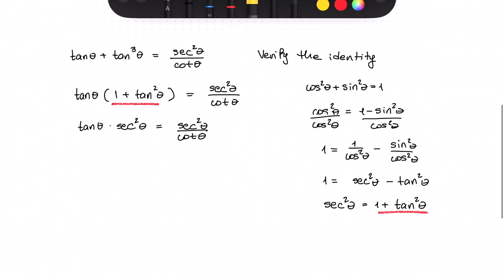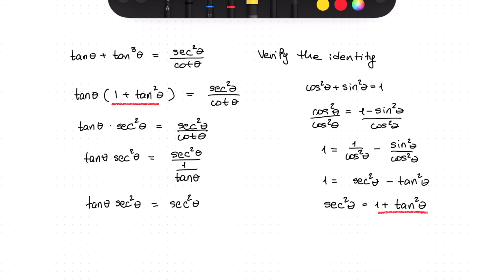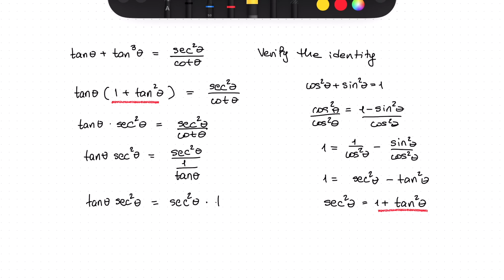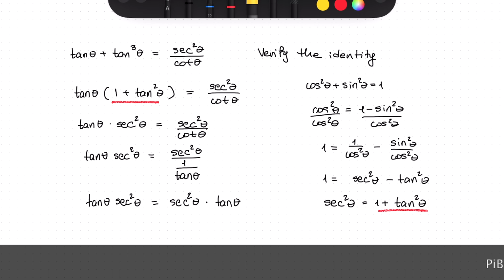Now I'm going to move on to the right side and I will make cotangent 1 over tangent theta. That will give me secant squared theta over 1 over tangent theta. That means I can move tangent to the top. I'm going to copy the left-hand side as it is, and the right-hand side will be secant squared theta multiplied by tangent theta, which is exactly what the left-hand side is. And we're done.